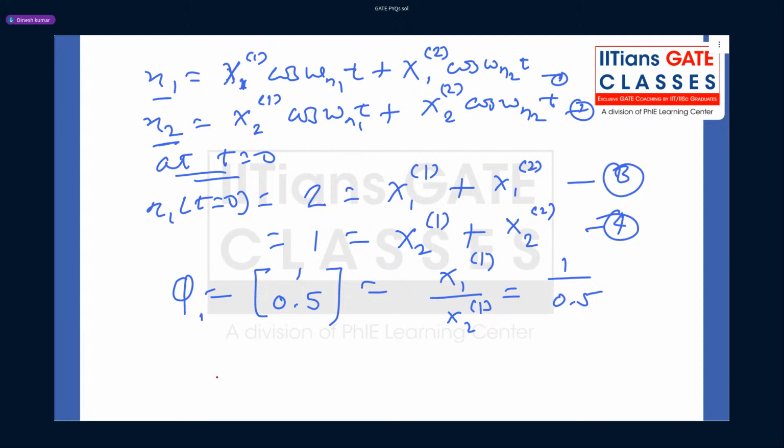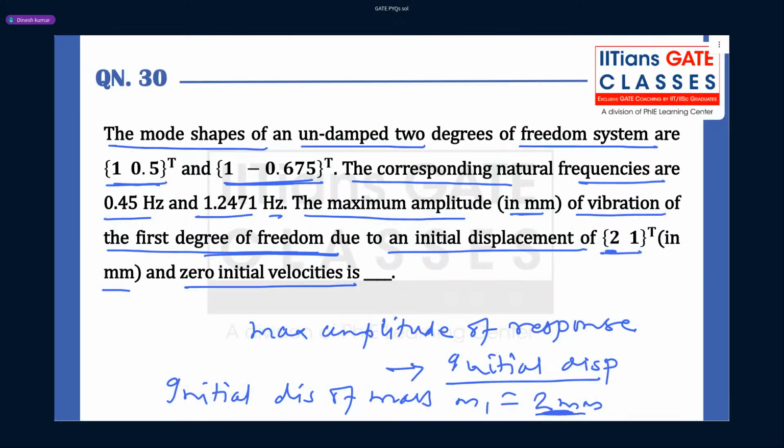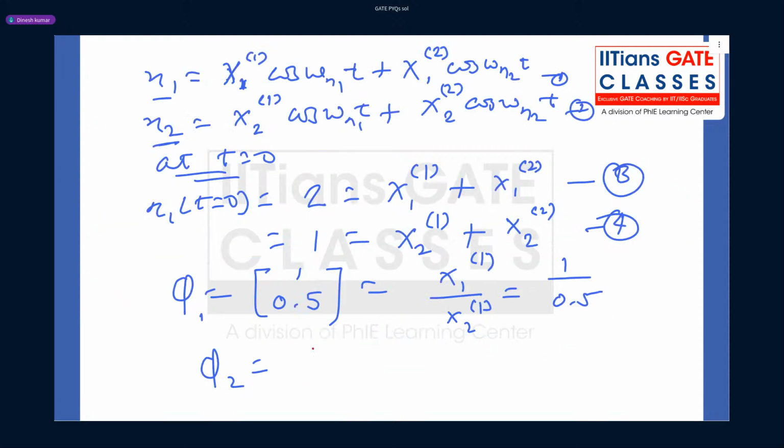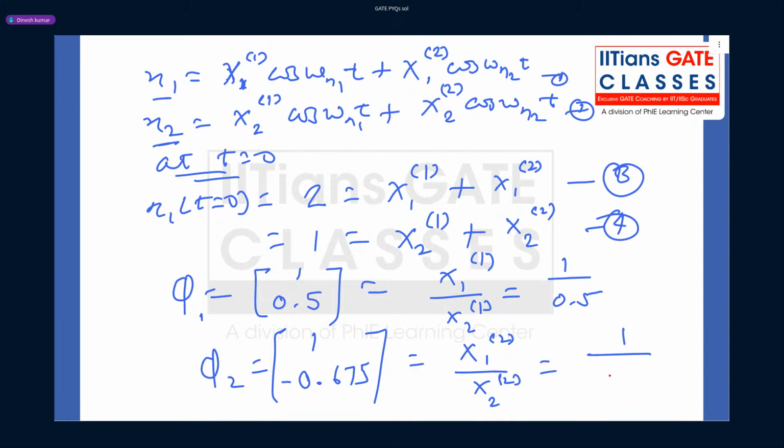Now what is phi 2? Phi 2 they have mentioned as 1, minus 0.675 transpose. Okay, and it is nothing but x1 for second mode upon x2 for second mode, and it is 1 upon minus 0.675.